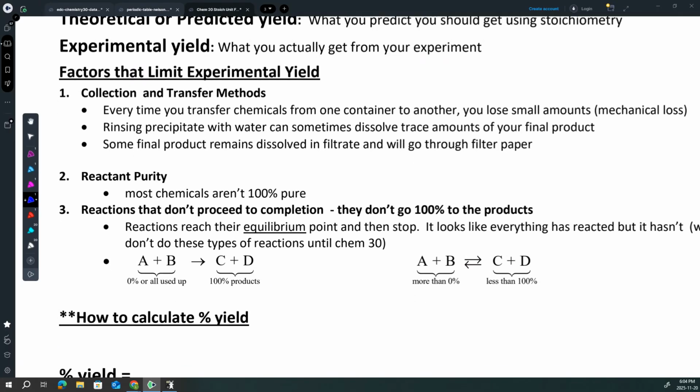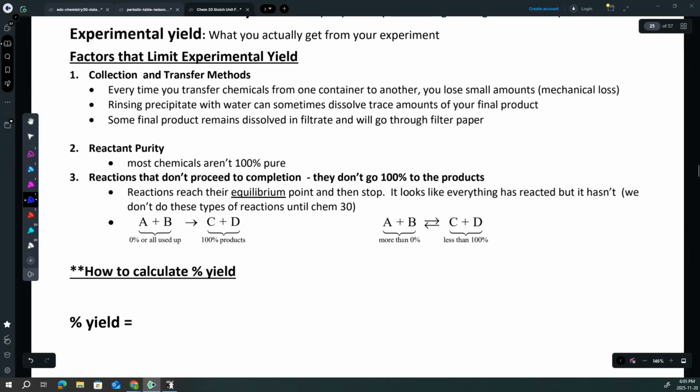Another thing that's going to affect your experimental yield is just how pure your reactants are. Most chemicals aren't 100% pure. And like I said, the last one here, reactions in reality don't proceed to completion, so that means they don't produce 100% products. That's just because reactions reach something called their equilibrium point and they just kind of stop reacting. It looks like everything has reacted, but it hasn't. And typically we don't worry about these types of reactions until Chem 30 in the equilibrium unit.